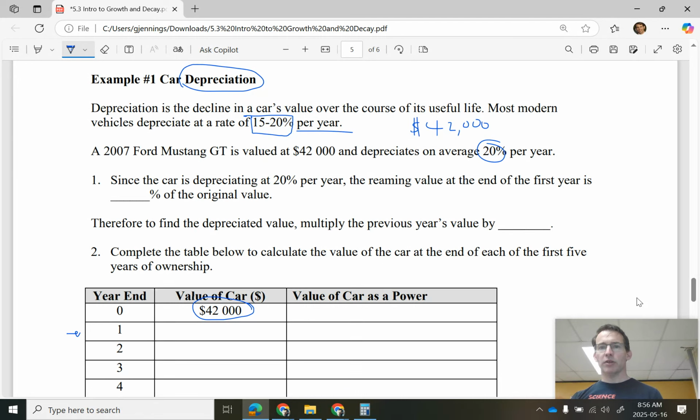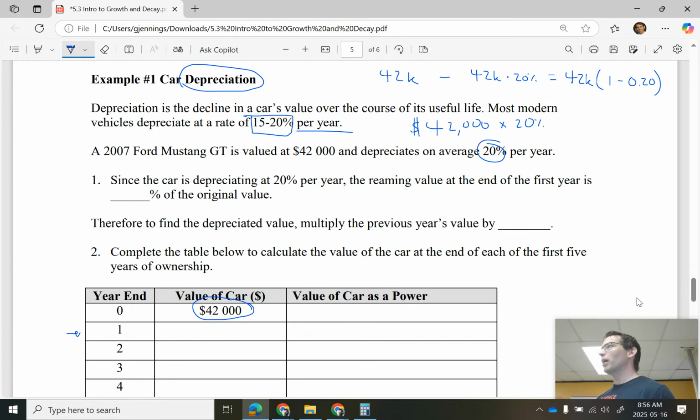Yeah, so we can do 42,000 multiplied by 20% to find out how much the value goes down, and then use subtraction. So I'm going to write it up here. 42K, that's 42,000, minus 42K times 20%. Okay? So that's going to give it to us. If we use my factoring method from before, I factor out 42K, and that would be multiplied by 1 minus 0.20. That's 20%.